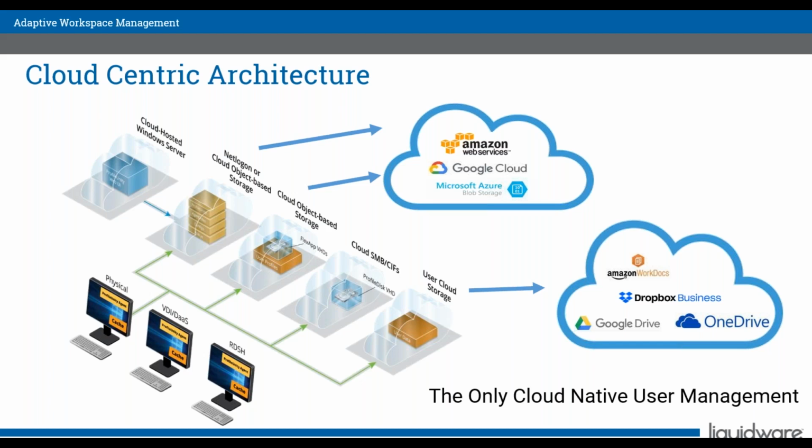So the architecture is otherwise unchanged. I'll just recap that when a user logs off, their data is saved up to a storage point, in this case, object-based storage for Amazon, Google Cloud, or Microsoft Azure. No file servers to manage under that. They can immediately log on and have it restored from that same location.